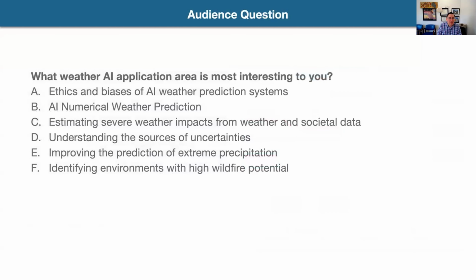And so this question says I have a correct answer, but I was curious to see what the audience thinks. Of these different weather AI application areas, what's the most interesting one to you? A is ethics and biases of AI weather prediction systems. B is AI numerical weather prediction. C is estimating severe weather impacts from weather and societal data. D, understanding the sources of uncertainties. E, improving the prediction of extreme precipitation. And F, identifying environments with high wildfire potential.